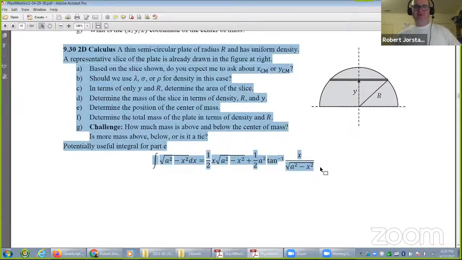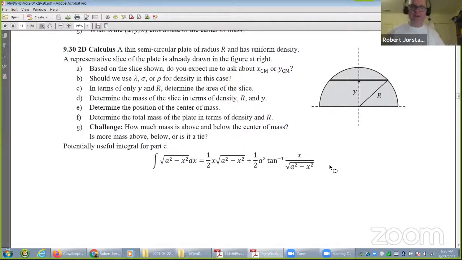Okay, so let's look at this one. All right. Take a second. You go ahead and do what you think, and I'm going to go ahead and get it drawn up. Okay, 9.30.